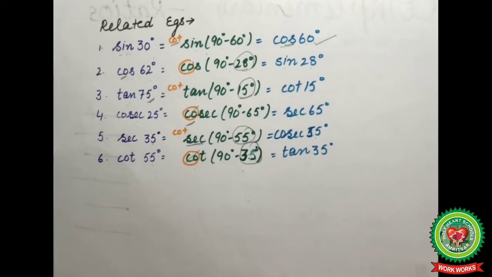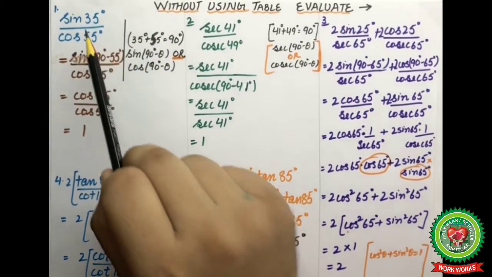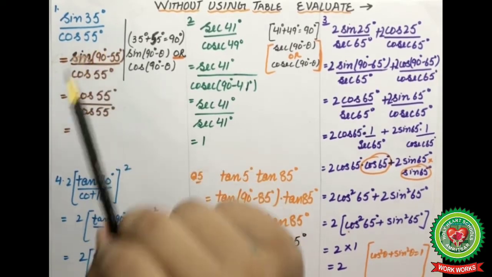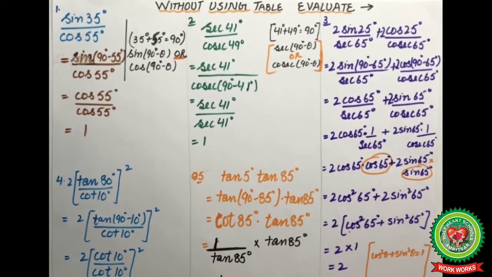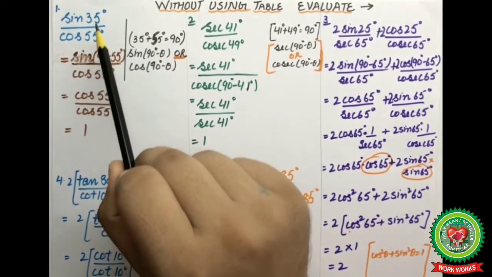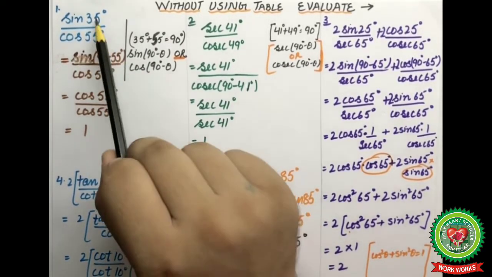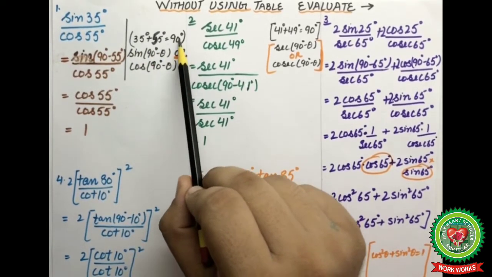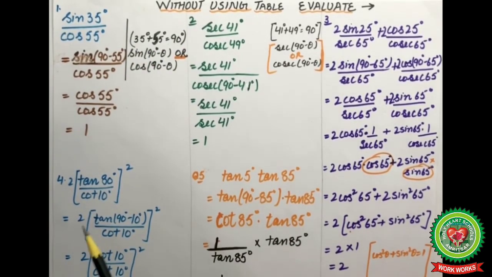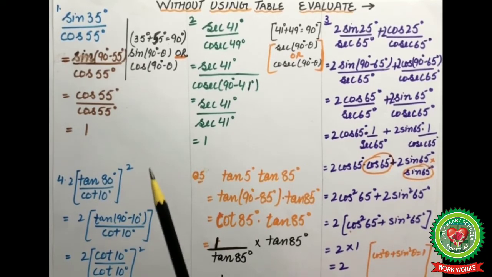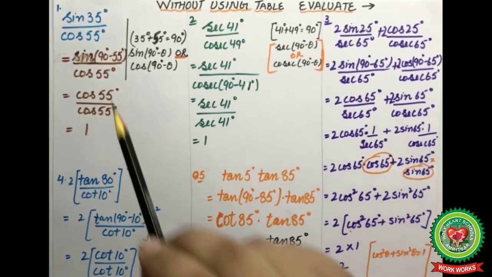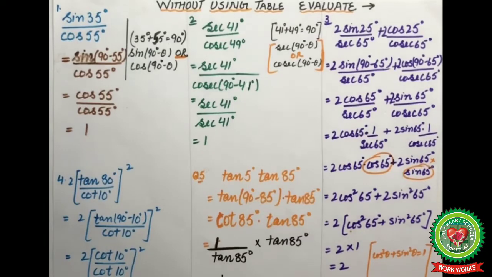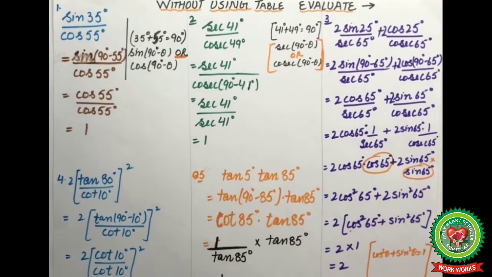So now let us discuss some sums based on the topic of complementary T ratios. The first sum is sine 35 degree upon cos 55 degree. Now students, if we see in this sum that the given angles are not standard angles, and the sum of these two angles comes out to be 90 degree. So that means we have to apply the concept of complementary T ratios. And for that, we have to write down the complement of any of these two T ratios. We'll be writing the complement of only one of them.